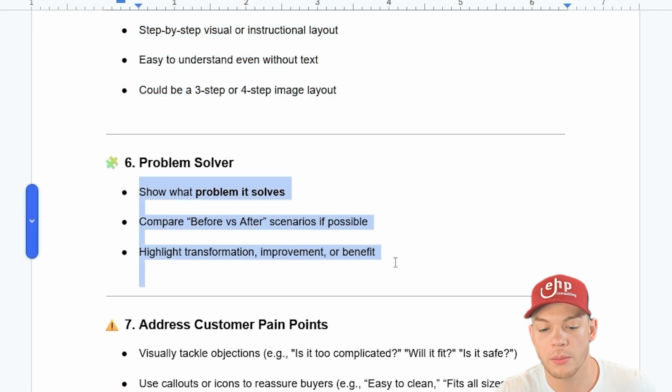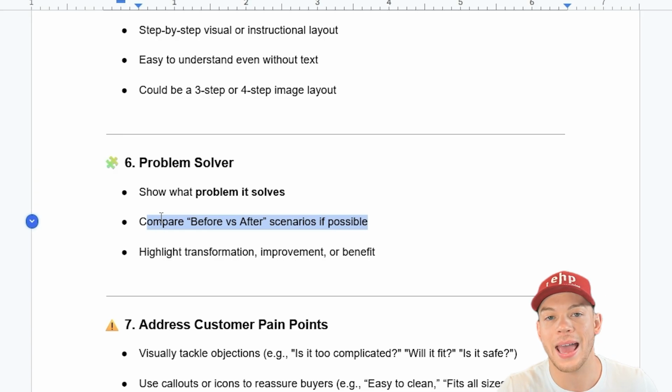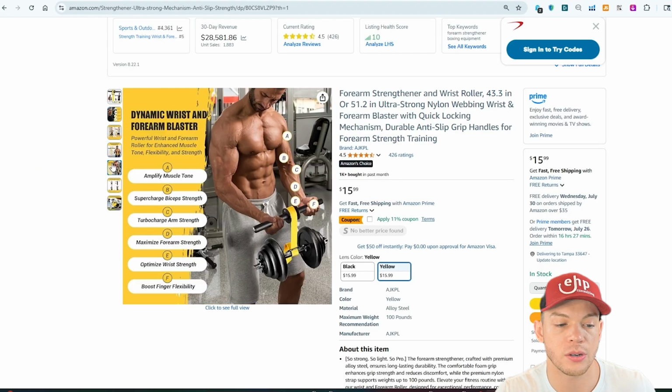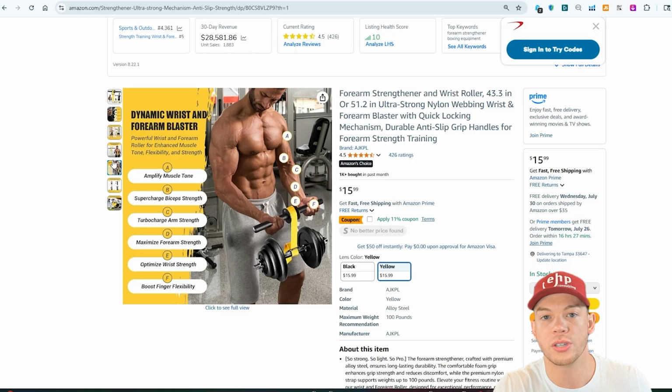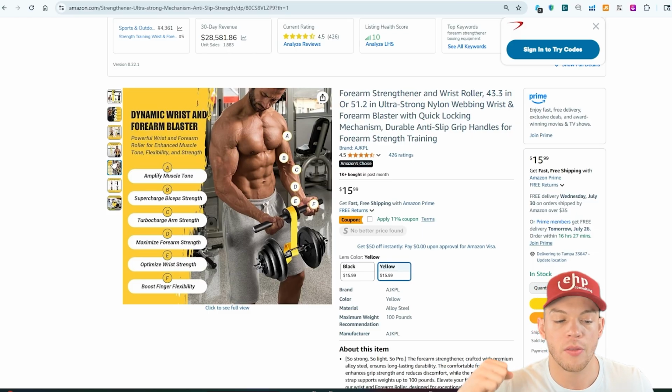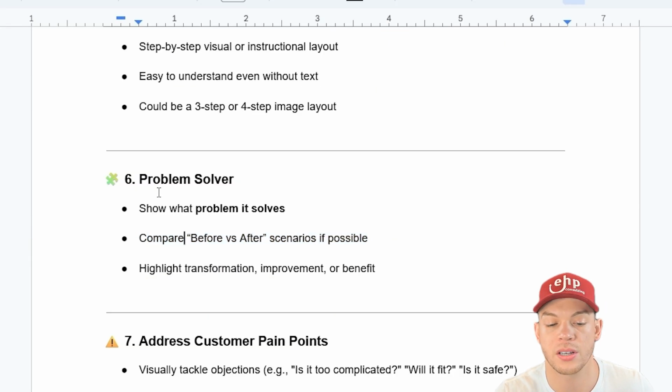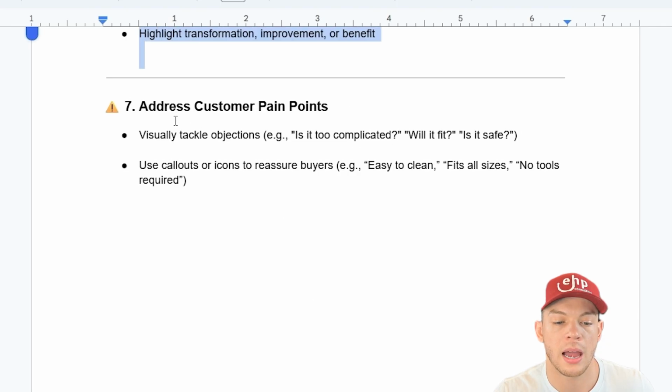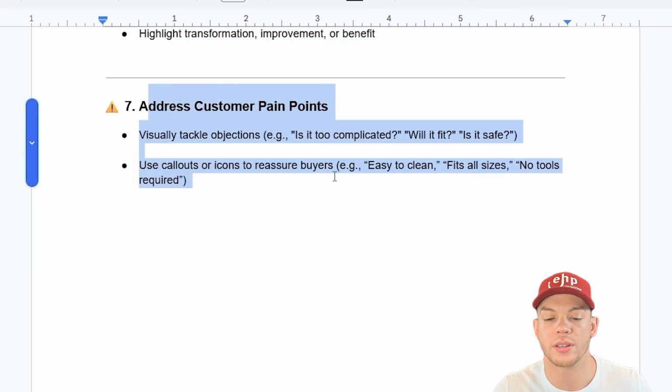Does it solve a problem? If they did a before and after, I think that would also be good. They didn't do that. But if you do a before using the forearm gripper and then after, you've got small forearms to big forearms. People love before and afters. That's another good one.